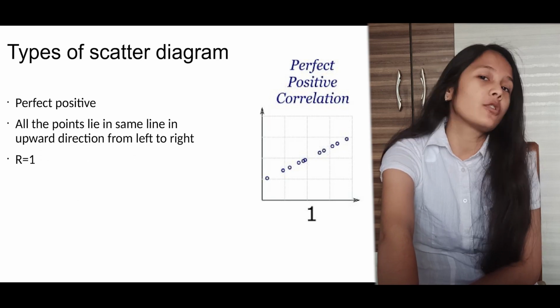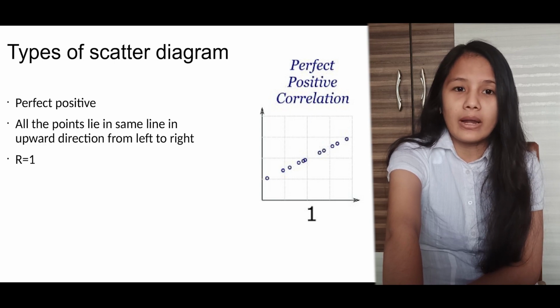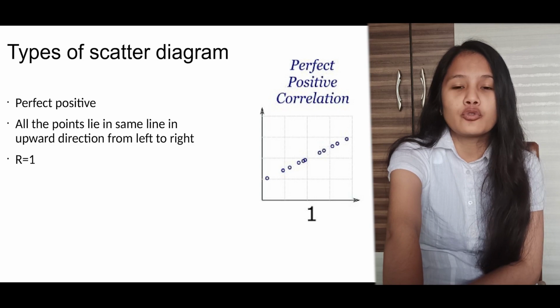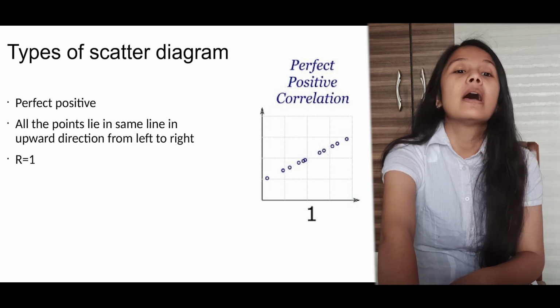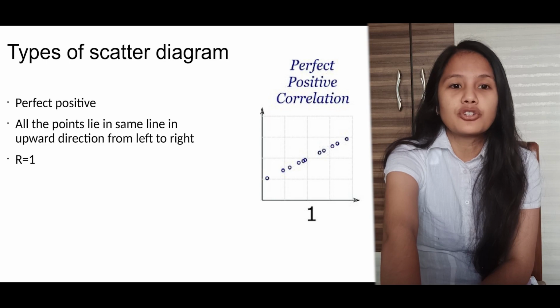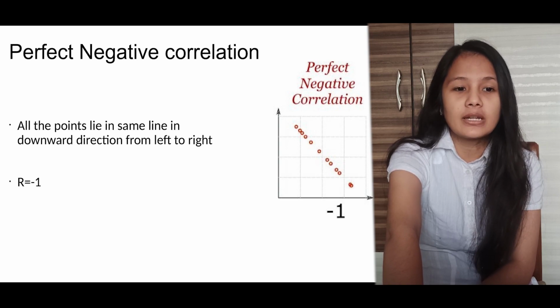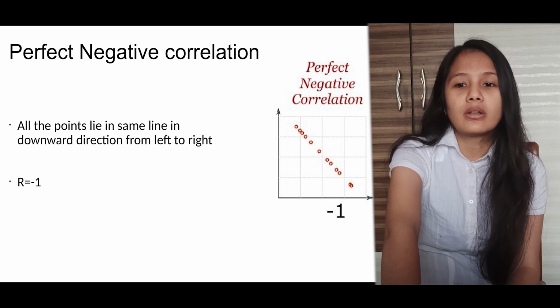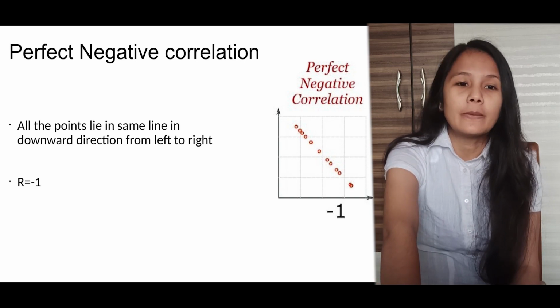Now there are a few types of scatter diagram. You can see perfect positive is the first one. All the points lie in the same line in upward direction from left to right. You can see r equals 1. It's going in a straight line from left to right, which is known as perfect positive correlation. Perfect negative correlation: all the points lie in the same line in downward direction from left to right. So you can see r is -1. Now you can say perfect negative correlation, as you can see in the diagram on the screen.